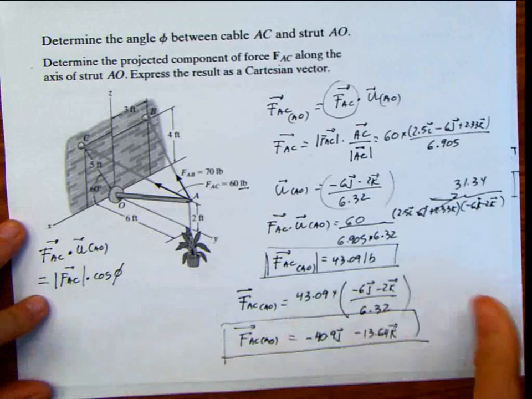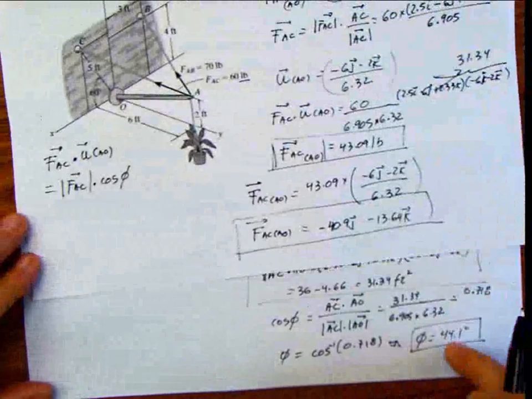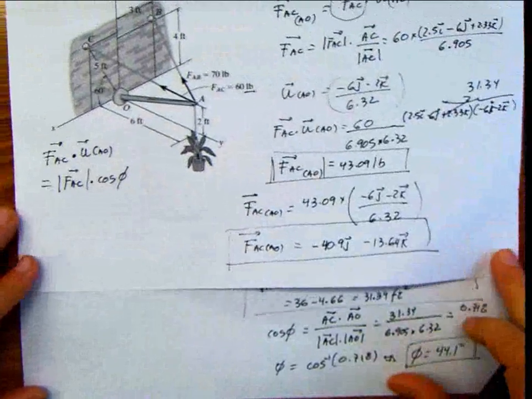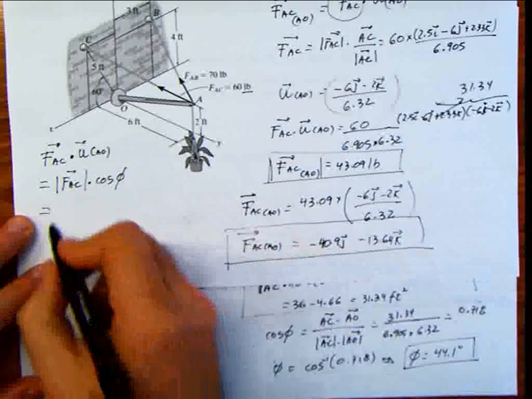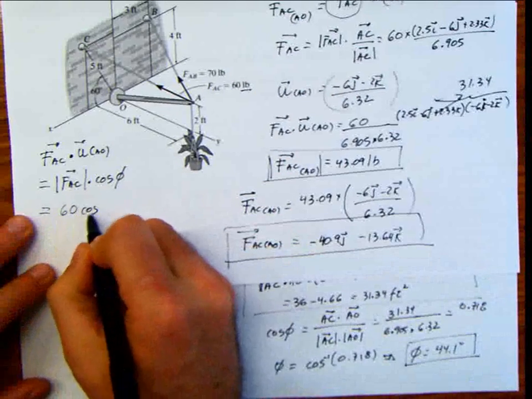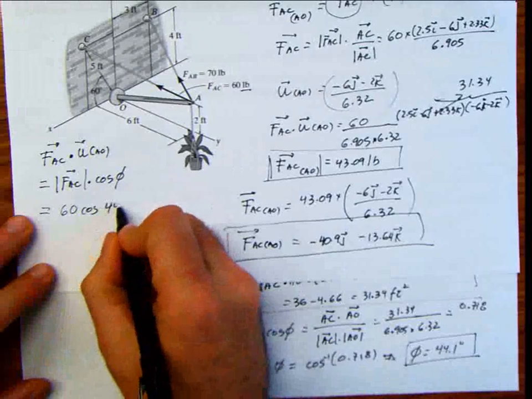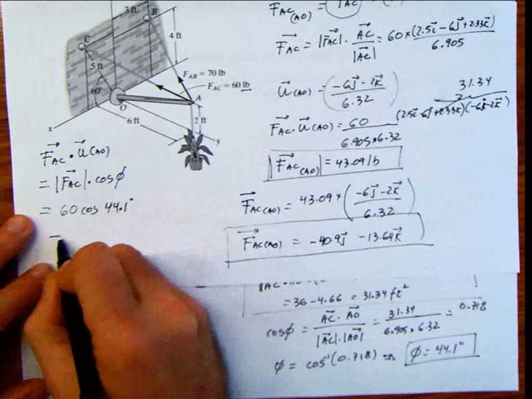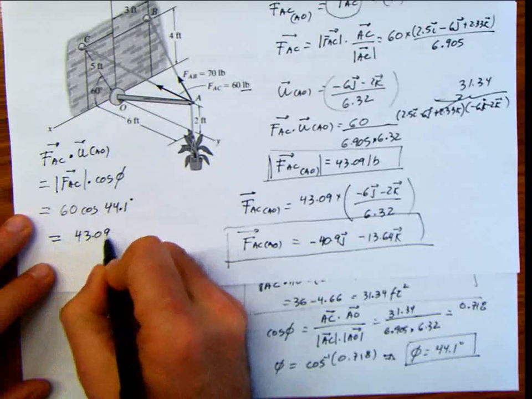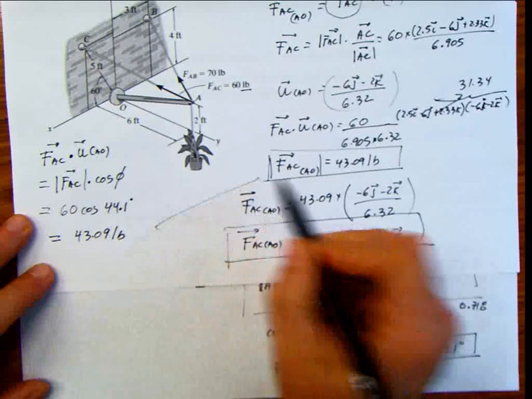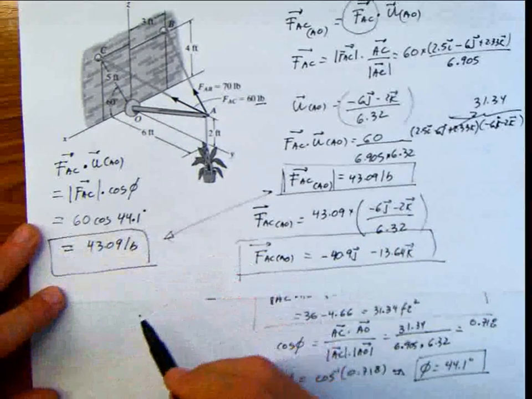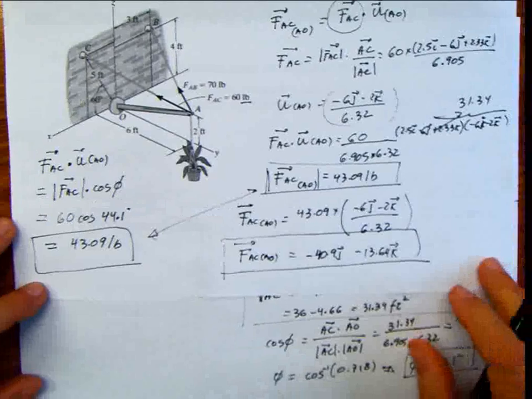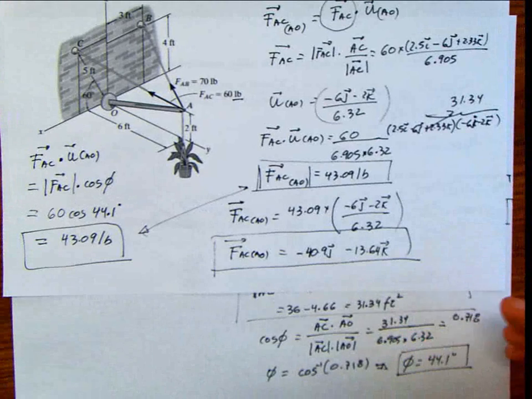And it happens that I calculated that angle before, which is 44.1. And also I have the magnitude of AC. So if I wanted to calculate that projection, I could say that it's 60 cosine of phi, and phi is 44.1 degrees. And this is going to give us 43.09 pounds, which is the same value that I calculated before. Whether you do this or the other one depends on the problem, on which intermediate step you have to calculate for what situations.